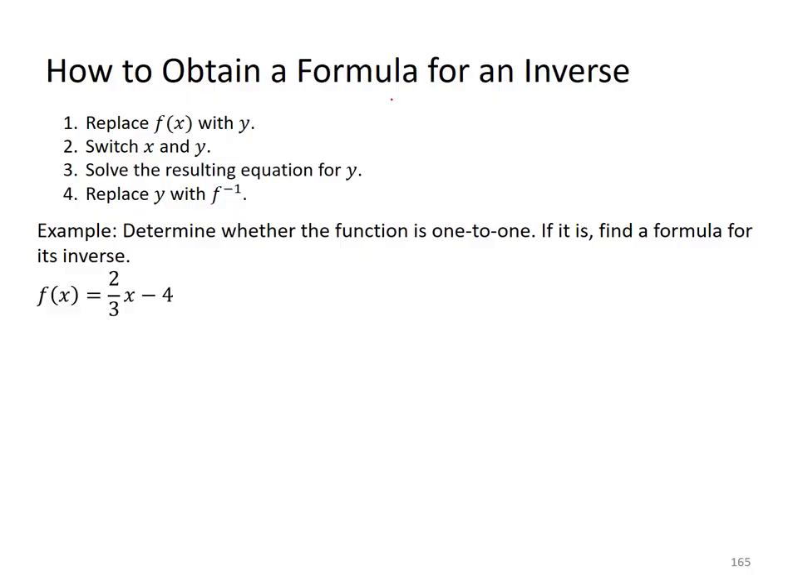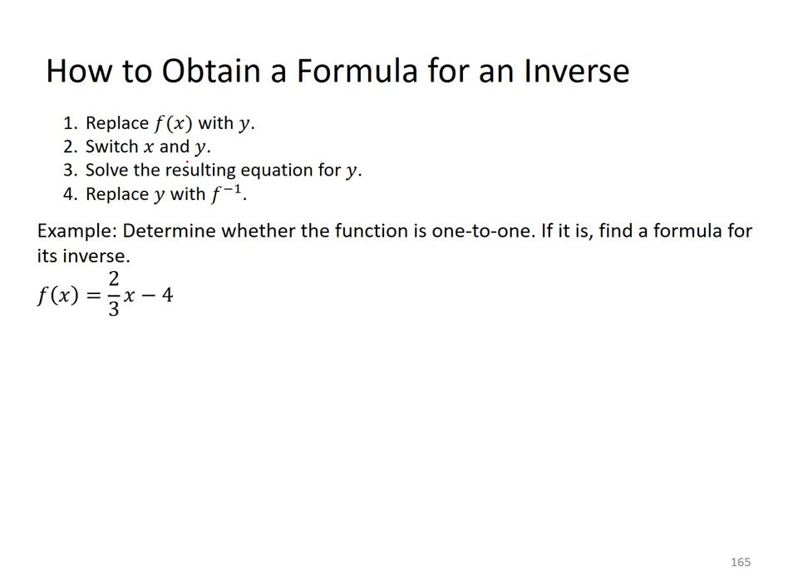How to obtain a formula for an inverse. 1, we replace f of x with y. 2, we switch x and y, or interchange them. 3, solve the resulting equation for y. And 4, replace y with f inverse.